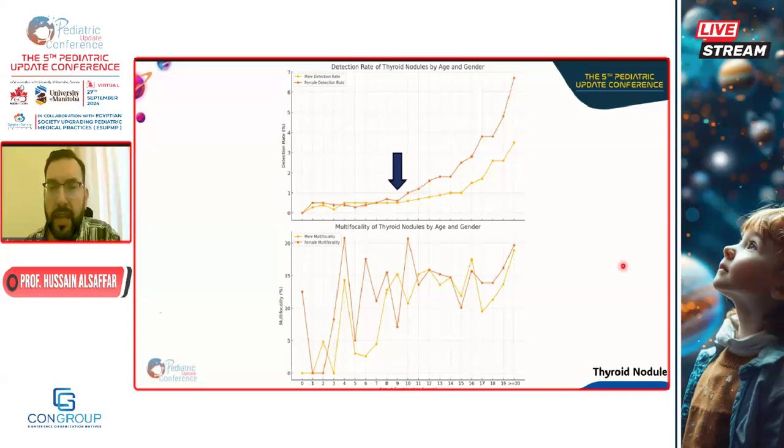This is important to take into consideration, as I mentioned, later on when we screen patients and manage them. If we look at the lower graph here, this is for multifocality of thyroid nodules by age and gender. For patients who are young, usually they will have a solitary nodule, not multifocal. But as they grow, the risk of having multifocality of thyroid nodules is higher.